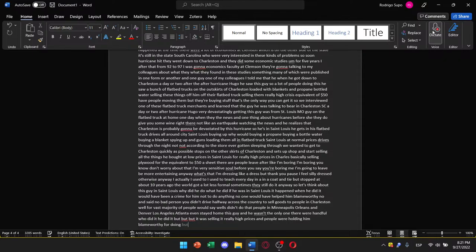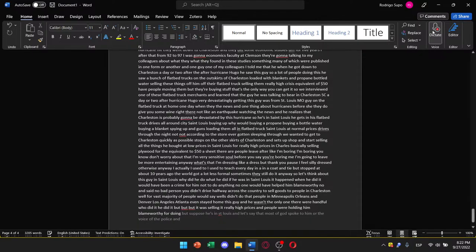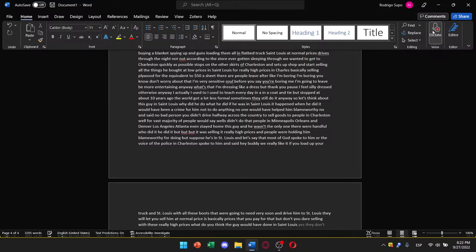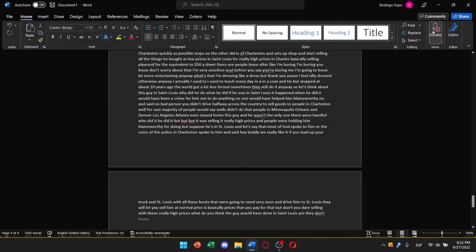But suppose he's in St. Louis, and let's say the voice of God spoke to him, or the voice of the police in Charleston spoke to him, and said, "Hey, buddy, we'd really like it if you load up your truck in St. Louis with all these goods that we're going to need very soon, and drive them to Charleston, and we'll let you sell them at normal prices, basically the prices that you paid for them. We'll let you do that, but don't you dare sell them at these really high prices." What do you think the guy would have done in St. Louis? He'd have stayed home. He'd have popped another bud. Stayed home. Expressed verbally his sympathy for the people in Charleston.